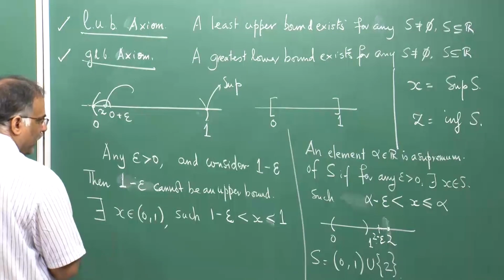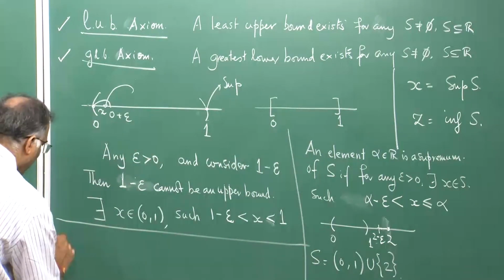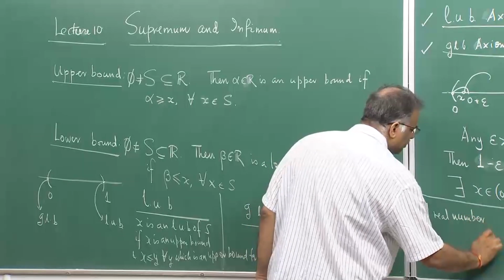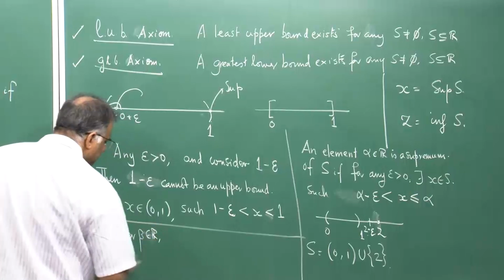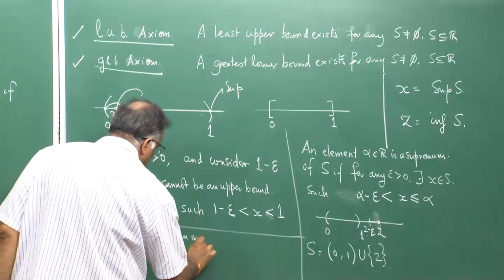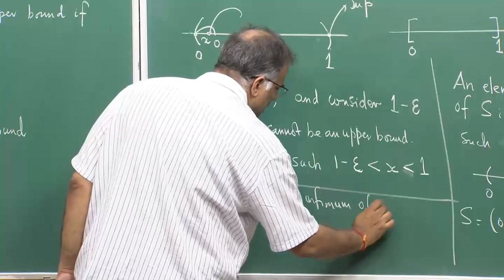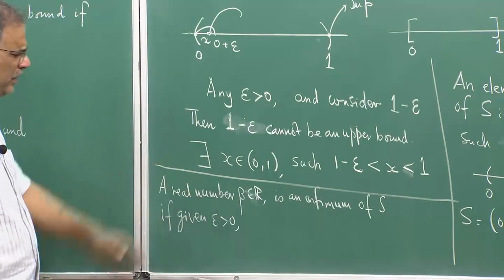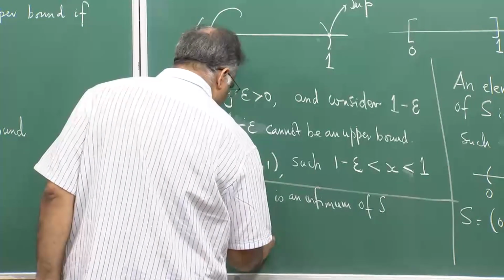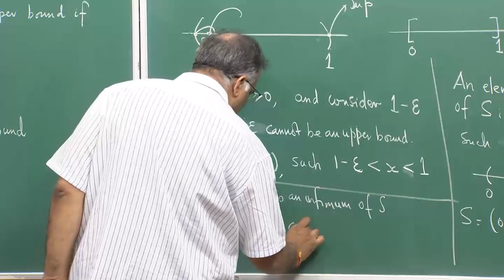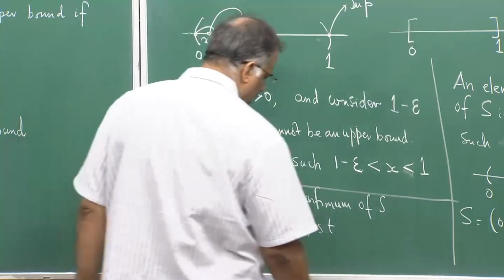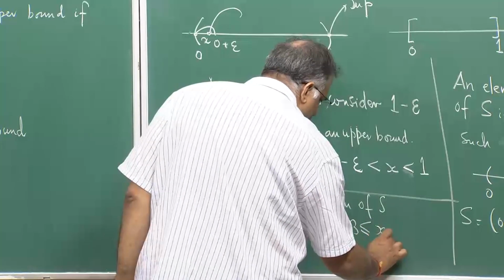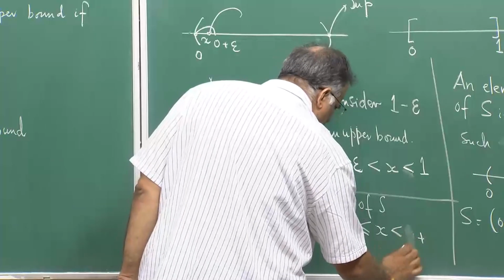Similarly, if you look at the infimum now, a real number beta, an element of R, is an infimum of S if, given epsilon greater than 0 no matter how small, there exists x an element of S such that beta is less than or equal to x, which is strictly less than beta plus epsilon.